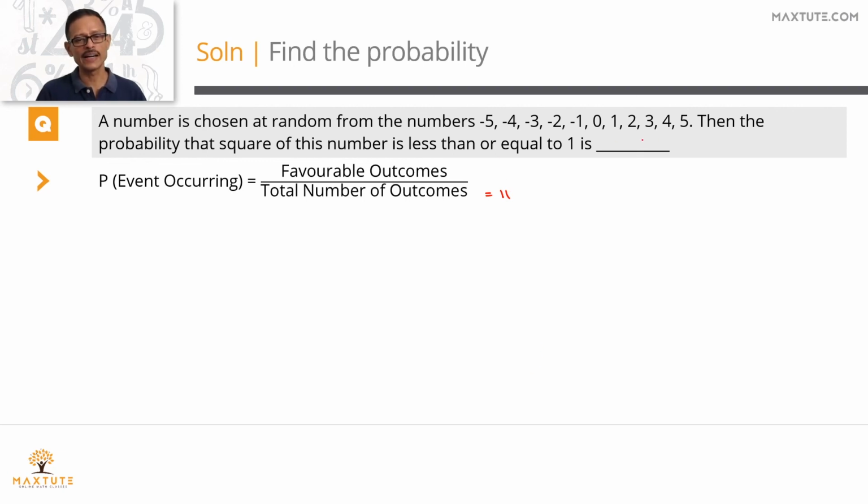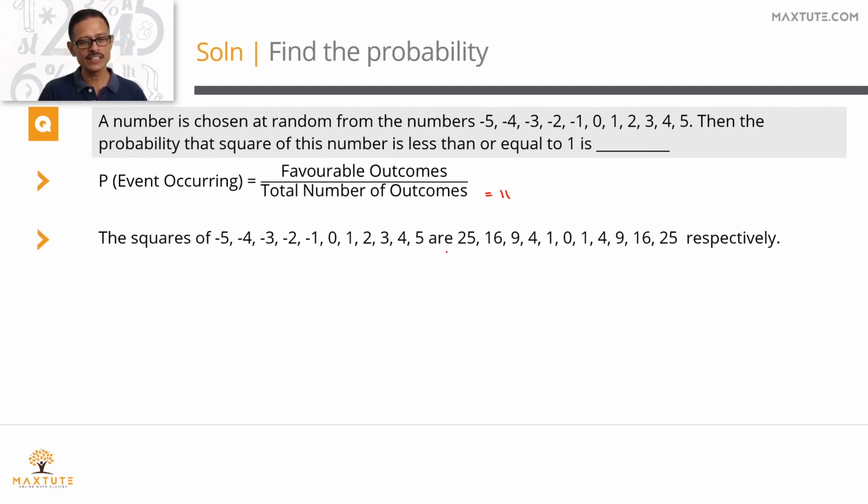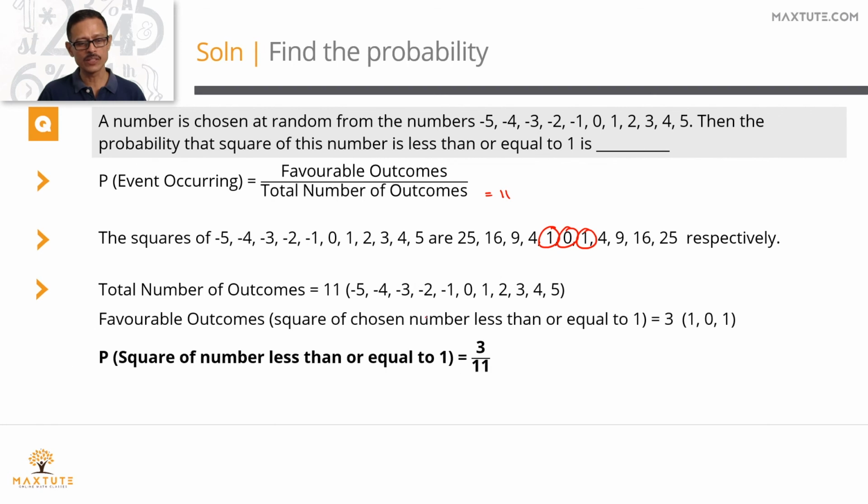Let's compute the squares of these numbers, right? The squares of these 11 numbers are these. Our interest, the favorable case, is to find out such numbers whose square is going to be less than or equal to 1. Let's just circle the ones which satisfy the condition. These three numbers have their squares as less than or equal to 1. So number of favorable outcomes is equal to 3. Total number of outcomes is equal to 11. Required probability is equal to 3 upon 11. Right? All 5 questions were relatively easy. One of the questions had an alternative. Both alternatives were actually easy ones.